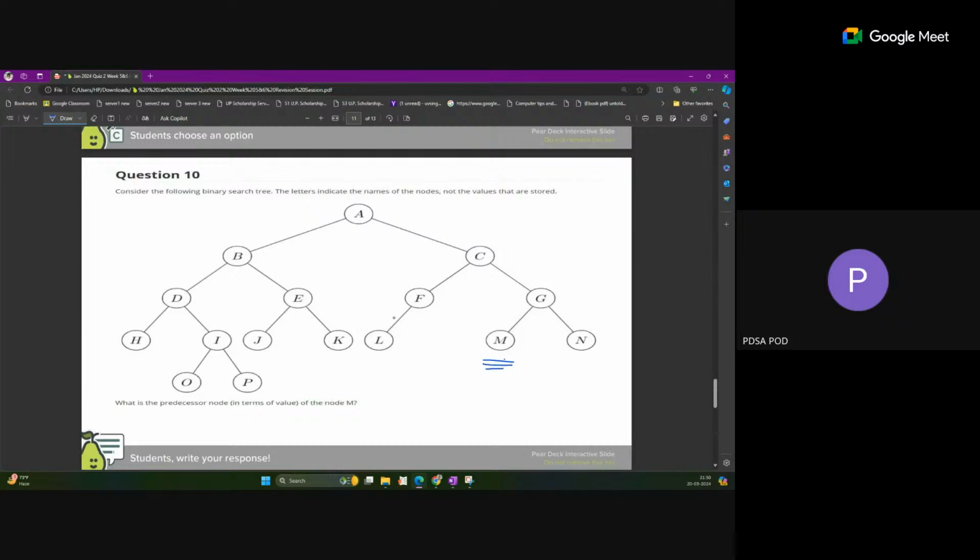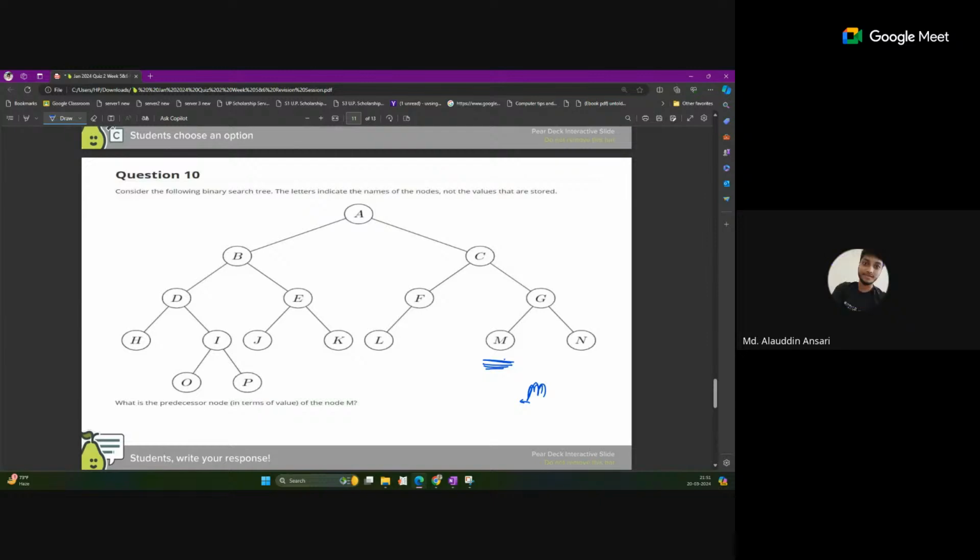This is the M. Predecessor means, in terms of value, what is the just next smaller value? It should be smaller than G, but at the same time greater than A, greater than F. Suppose we arrange the values in increasing order, and this M is coming at this place. What is the just previous value in terms of value? What should be the answer for this?